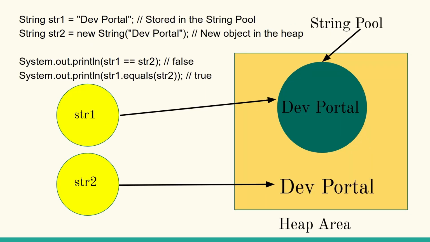So here you can see again we have two string objects, str1 and str2. For str1 we have used double quotes to create the object. For str2 we have used the new keyword. So str1 is stored in the string pool while str2 is stored in the heap, as you can see in the image. The double equals operator compares the reference, as we know, so it will return false this time. But if we use the equals method, then it compares the actual value stored inside the object, so it will return true. This thing as well we will verify in the IDE later in our video.